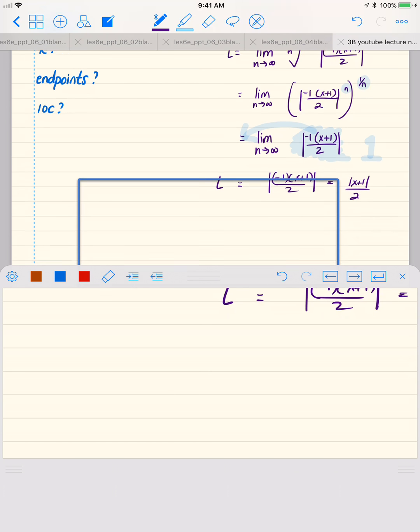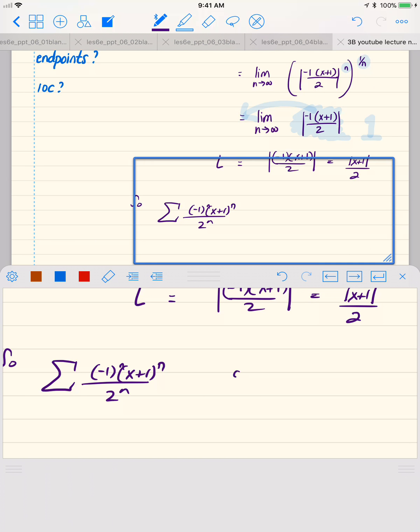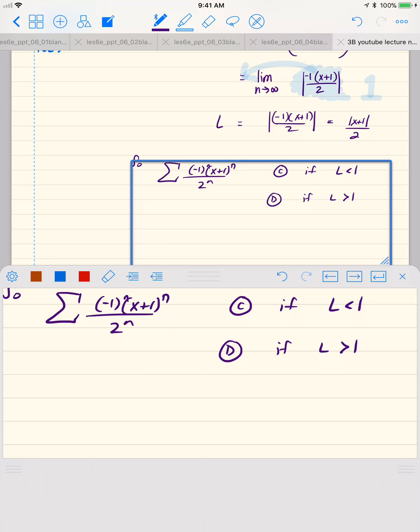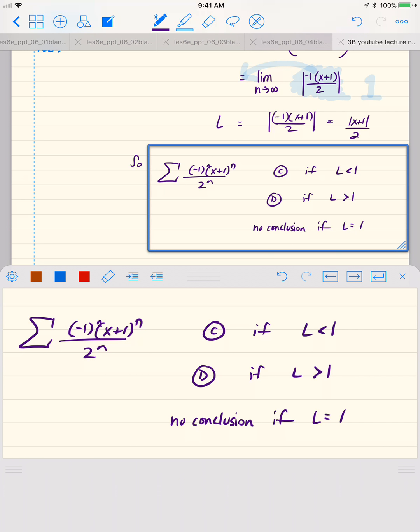Now, when does our series converge? So our series, which is negative 1 to the n, x plus 1 to the n, all over 2 to the n, converges if L is less than 1. It diverges if L is greater than 1. And it is no conclusion if L equals 1. So looking at this, when is the absolute value of L less than 1?